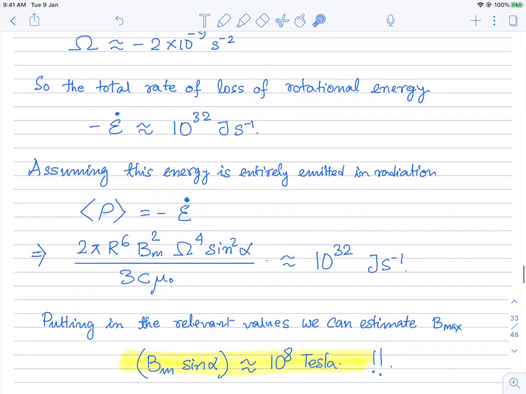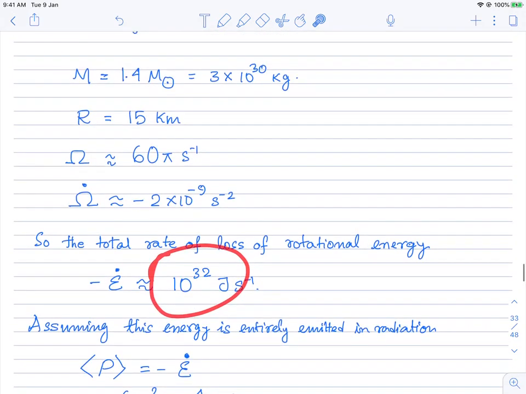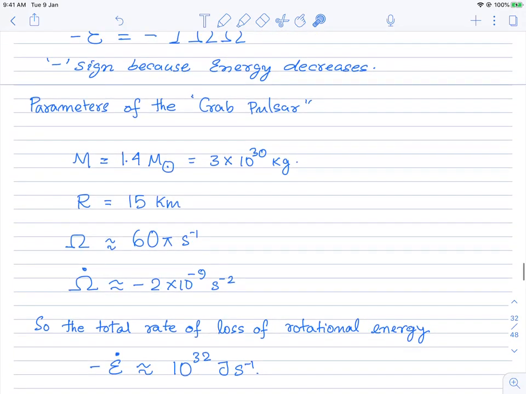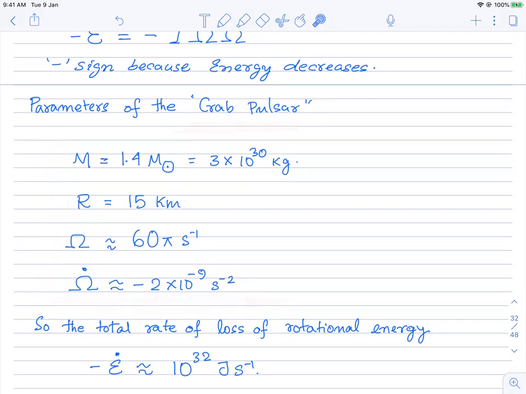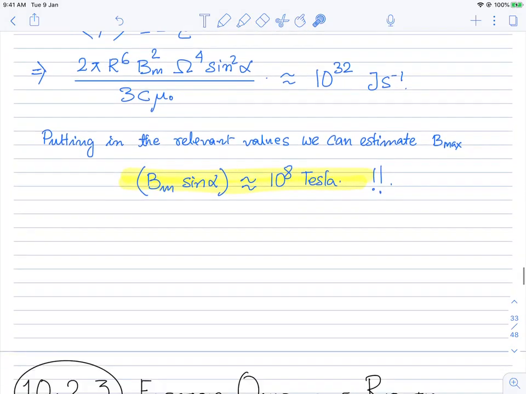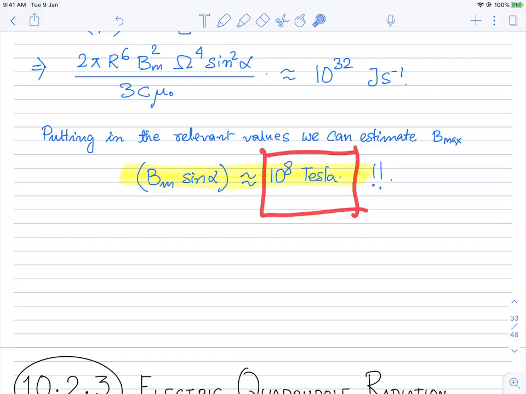I've just done an order of magnitude estimate, so just verify if I have put in the numbers correctly. By the way, these numbers that I have taken are for something called the Crab pulsar. This is in the Crab nebula. But these are typical values of a pulsar which is slowing down. If you take these typical values and put them in, you will get about 10 to the power 8 Tesla.